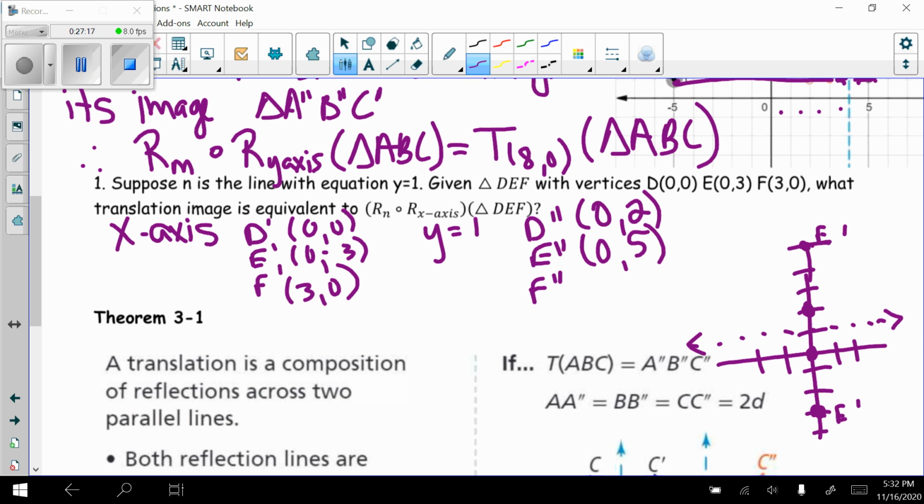F was at 3, 0. So this was F prime. It is how many spaces away? 1. So it's going to be 1 space away. So F double prime is going to be at 3, 2.